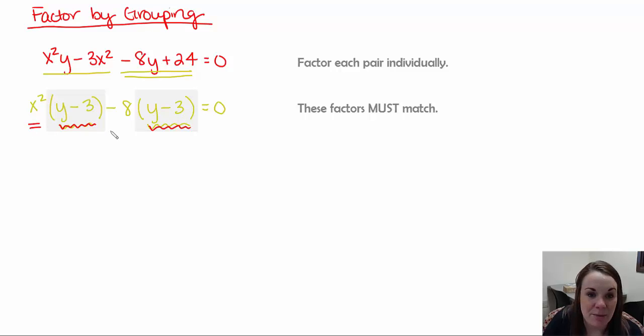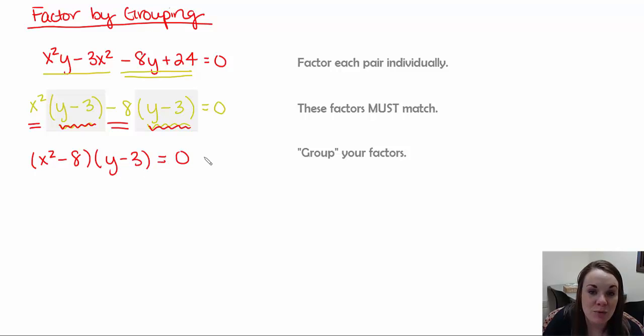And then this next step is very important. You take what is outside of the parentheses and you group them together, just like so. We have x squared minus 8. And then you take what's inside of the parentheses and you set that right next to it as a factor. And now we've grouped together our factors, hence the term factor by grouping.